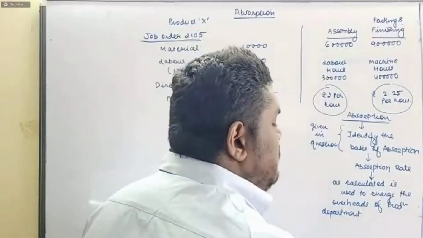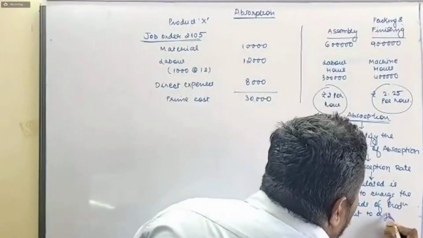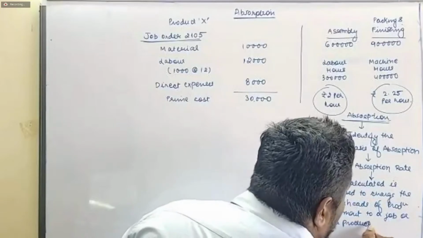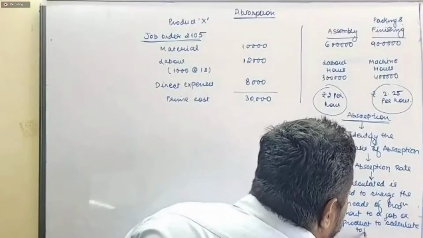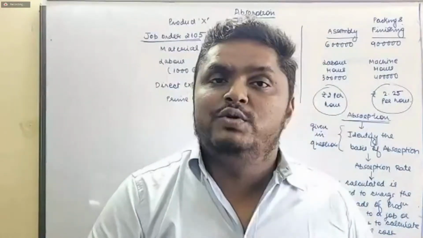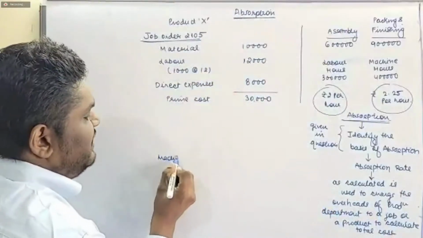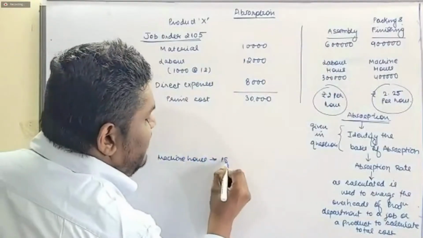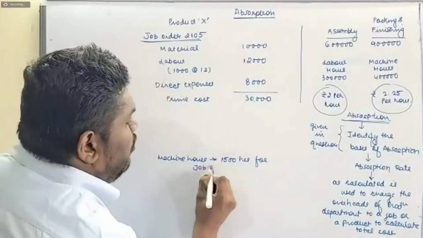This absorption rate as calculated is used to charge the overheads of production department to a job or a product to calculate total cost. Now, how to use this rate? Let's say further the information is given in the question that machine hours dedicated to this job is, let's say, 1500 hours for job 2105.